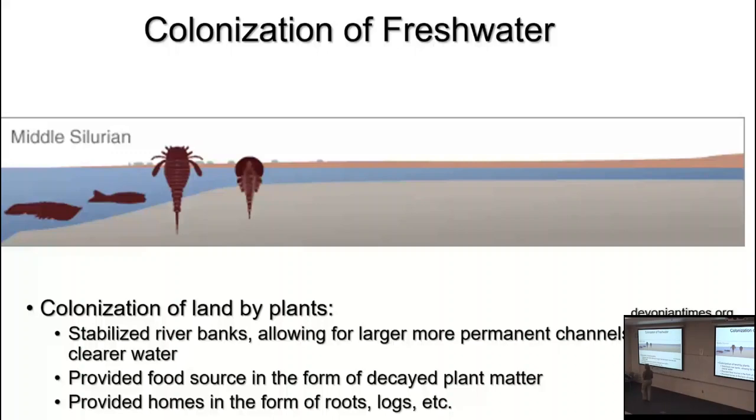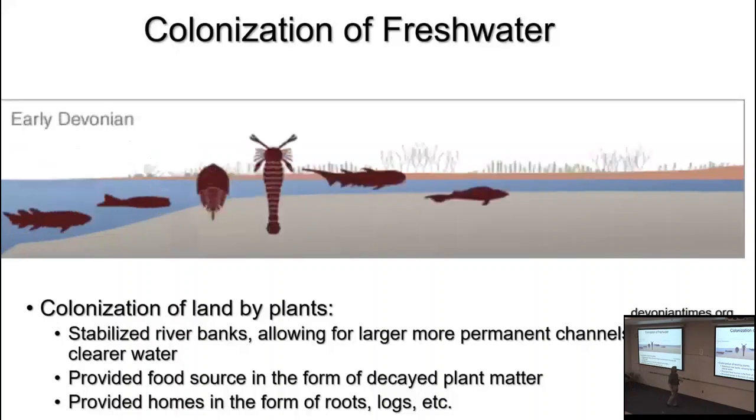So, one of the nice things as plants colonize the land is they actually modified the landscape in all sorts of ways that fundamentally altered both the freshwater and the terrestrial environment. In terms of the freshwater environments, what we see here are organisms first making their way into basically estuaries, into the bays, and then moving their way up the stream channel, which is that blue strip. As plants begin to colonize the land, they stabilize the riverbanks. And now we begin to get more permanent channels and clearer water.